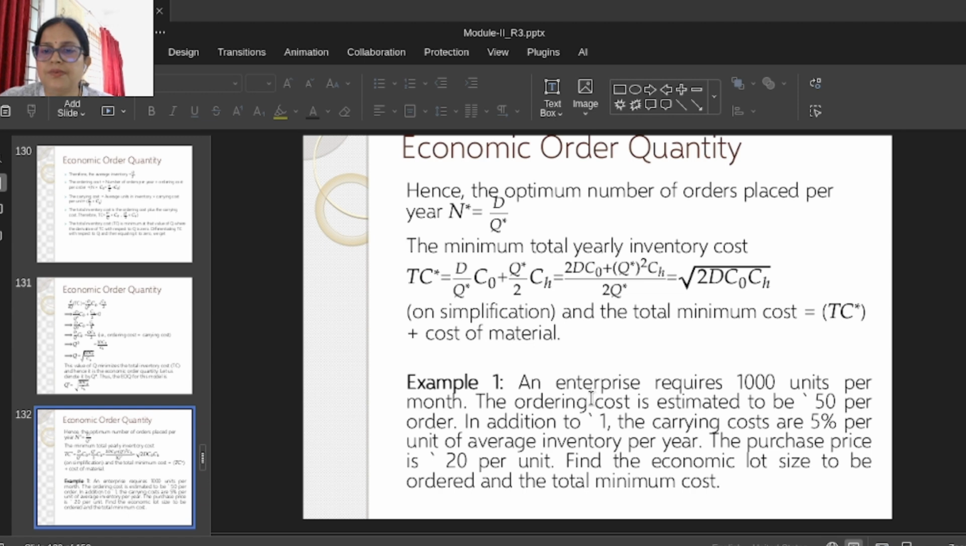So this is the question. An enterprise requires 1000 units per month. The ordering cost is estimated to be 50 per order. In addition to 1, the carrying costs are 5% per unit of average inventory per year. The purchase price is 20 per unit. Find the economic lot size to be ordered and the total minimum cost.